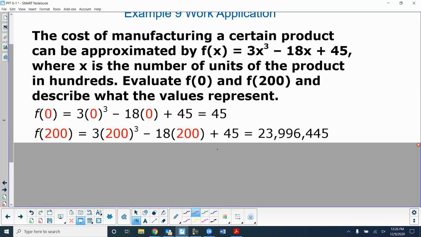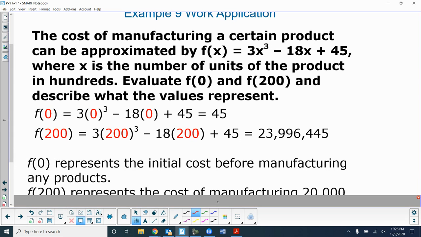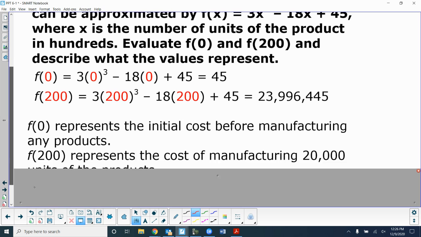So this is 200, is that 200 units or more than 200 units? More than 200, 200, 100. So I gotta add 2 zeros. What's 200 plus adding 2 zeros to it? 20,000, yeah. So that's 20,000 units cost how much? Almost 24 million, yeah. Okay.